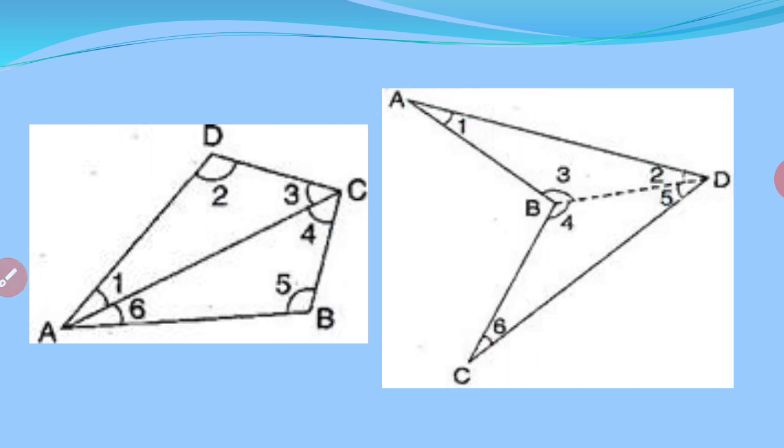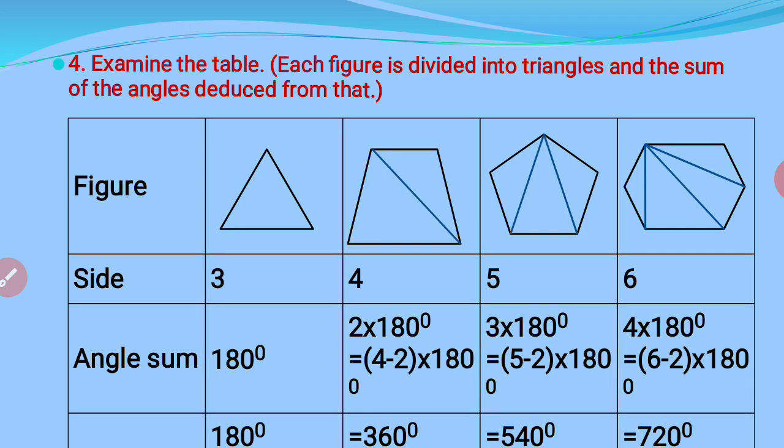These are the two figures wherein you can easily see that after drawing one diagonal in a given quadrilateral, it can be a convex or a concave one, we get two triangles, and for a triangle, the total measure of all the angles is 180. So 180 twos are 360 degrees. So the sum of all the angles is always 360.